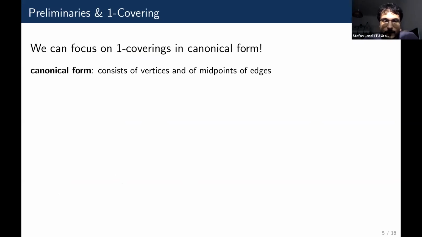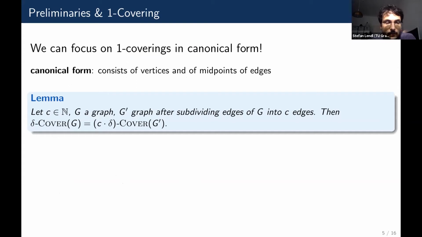Thank you. Okay, so let's look at the unit fractions now. For these, we can show that we can focus only on very special types of solutions, which we can then find. Namely, those where we can solve just the 1-covering problem. What we can prove is the following lemma: the delta-cover of G is equal to the C times delta-cover of G', for C a natural number and G' the graph where we subdivide every edge C times. That's a rather easy observation, and this allows us to go from 1/B covering to 1-covering.